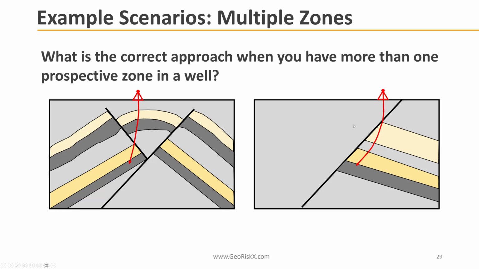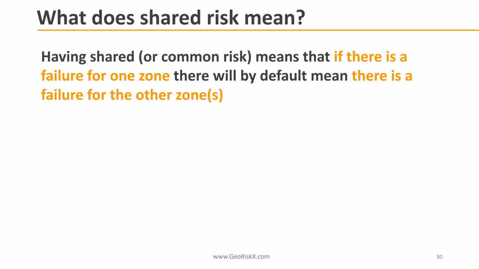So you would just assess this as if it was one zone in terms of its chance of success, or maybe there's some combination. Maybe there are some components that are common to both and some that are independent. And that is the approach that we are going to take in this example. So that's the decision we need to make: are these risks common and shared among zones or not? So what does it mean to have a shared risk?